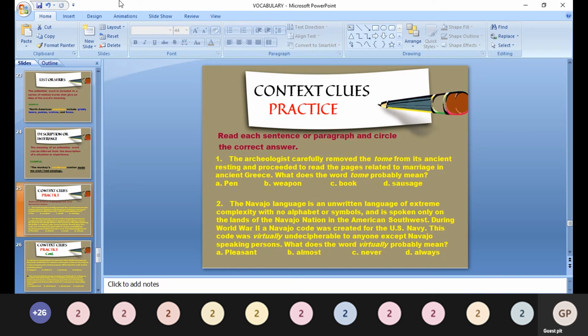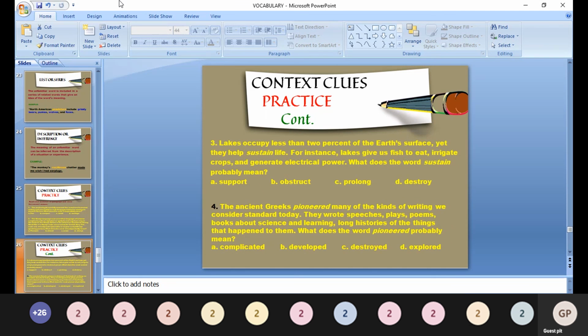What does the word virtually probably mean? Okay, so now you see virtually undecipherable. So they were not able to understand. So what could the word virtually be? Pleasant, almost, never, always. So it was virtually undecipherable. It was almost undecipherable, because you cannot say never, because it was there. So it was almost undecipherable.